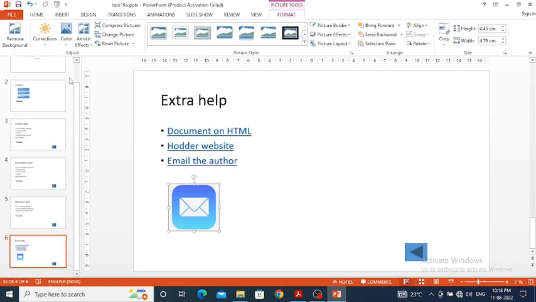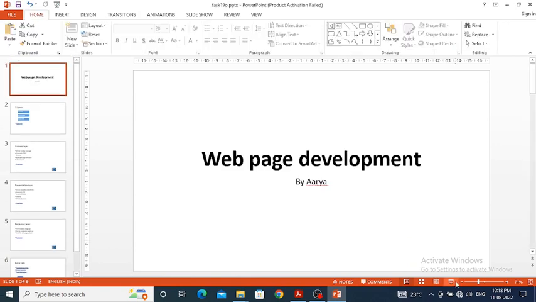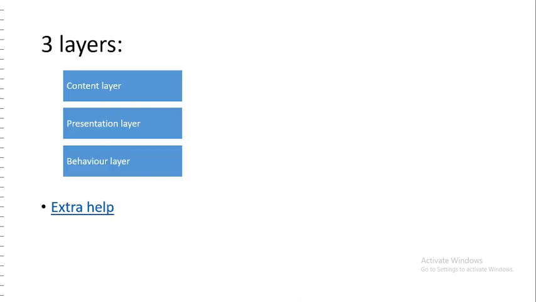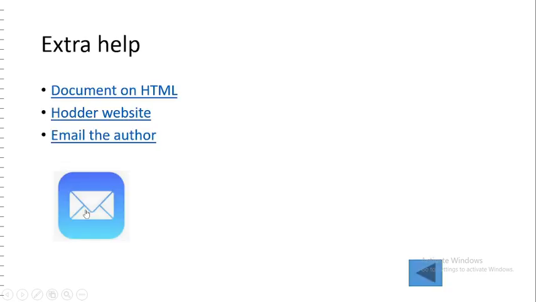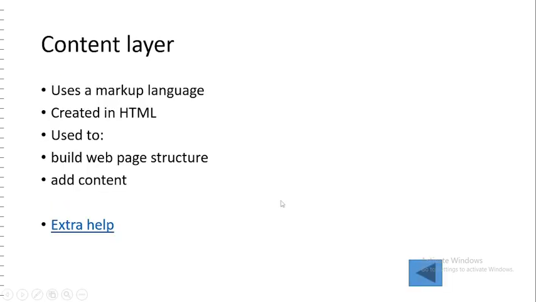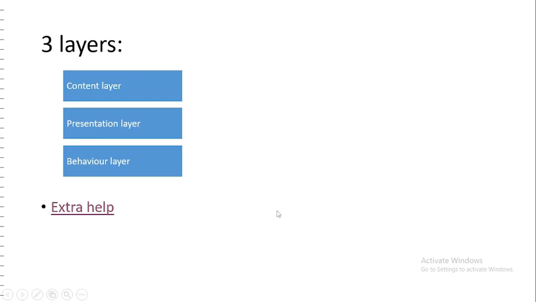If you see the output of this file, I'm showing you the output. Here is the web page developed by Arya. Then the next part is the content layer. When you click on extra help, you get the last part, and if you click on this action button, you come back to the 3 layers, slide 2. Now when you click this content layer, it goes to the content layer. Again you can come back by the action button to the previous slide 2.